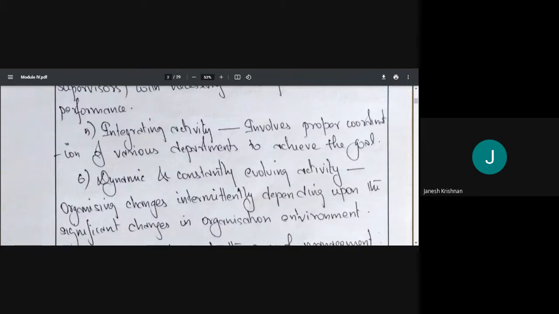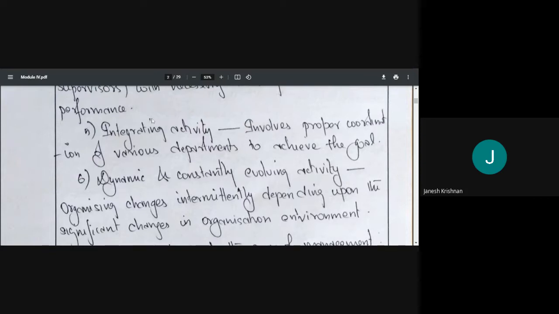What happens if the guest is late? Our entire schedule will become hampered, right? So we might have to start the function without the judge. Sometimes we will have to wait for the judge for one or two hours. So that will hamper our entire plan. So it's an integrating activity because it involves proper coordination of various departments. Whenever we say the judge should reach by 10 o'clock, the judge should reach by 10 o'clock.